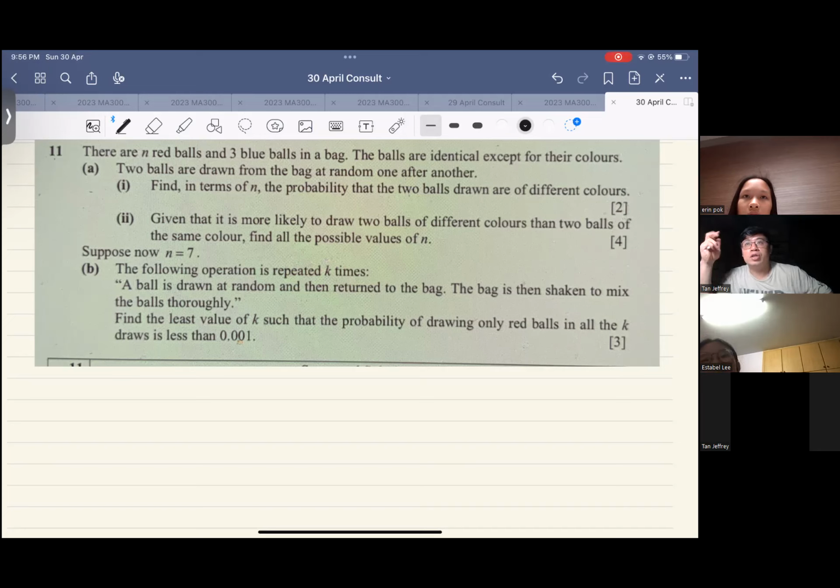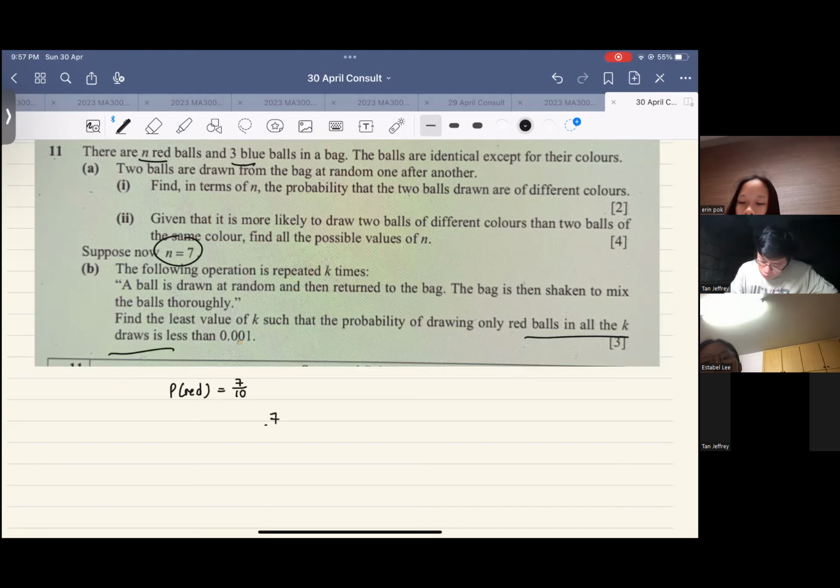So in the first draw, I want to draw a red ball. What's the probability of getting a red ball? Suppose now n is 7. 7 out of 10. So the probability of getting a red ball would be 7/10. If I want to get that in K draws, that means I want 7/10 to the power of K to be less than 0.001.